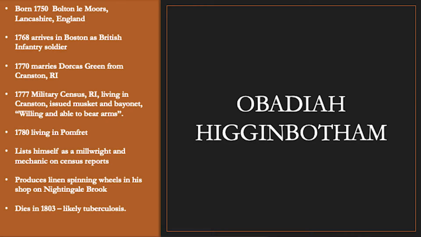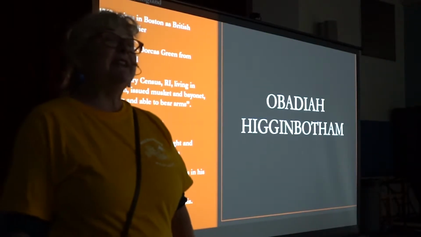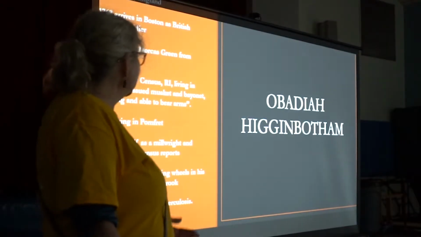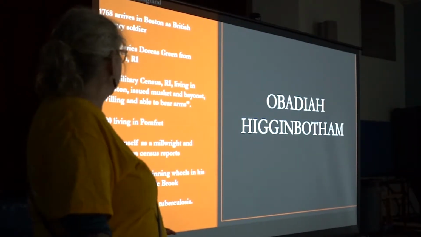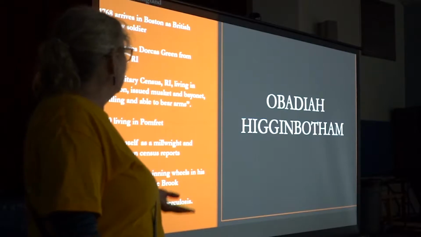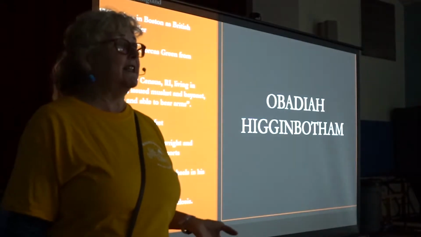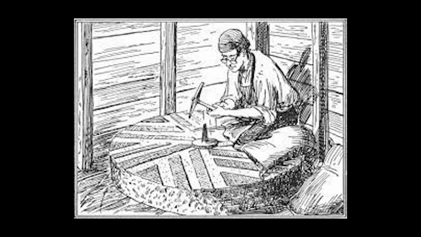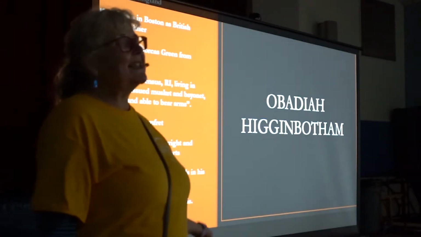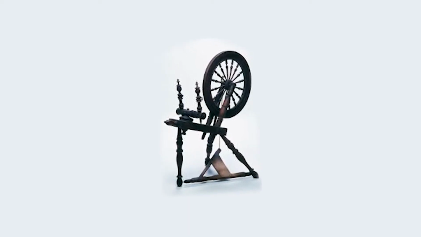He comes to Boston in 1768 as an infantry soldier. He marries Dorcas in 1770. He's on the 1777 military census in Rhode Island, living in Cranston, issued a musket and a bayonet, willing and able to bear arms for the Continental Army. In 1780, he's living in Pomfret. Lists himself as a millwright, mechanic. I love that term, mechanic. He produces linen spinning wheels. One of his wheels is up at Sturbridge Village, and he stamps it on the butt end.